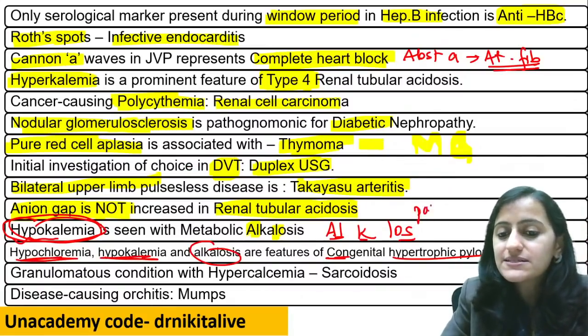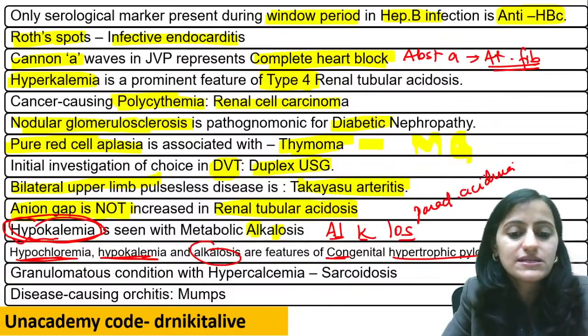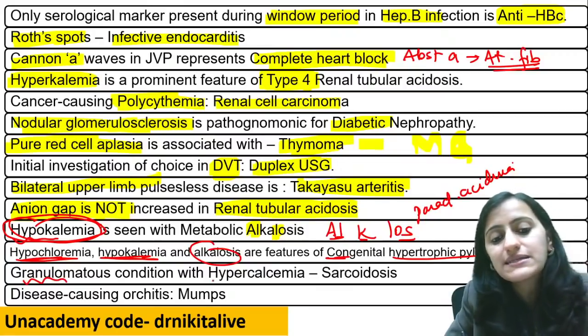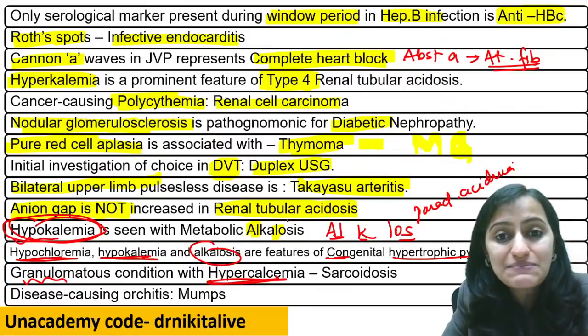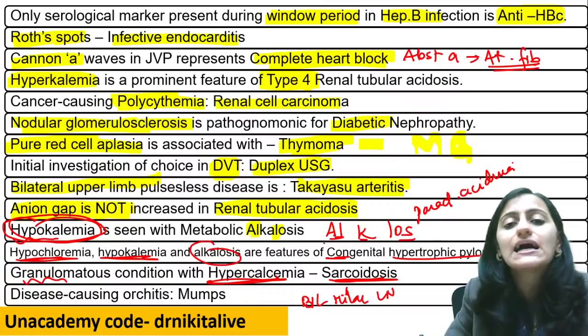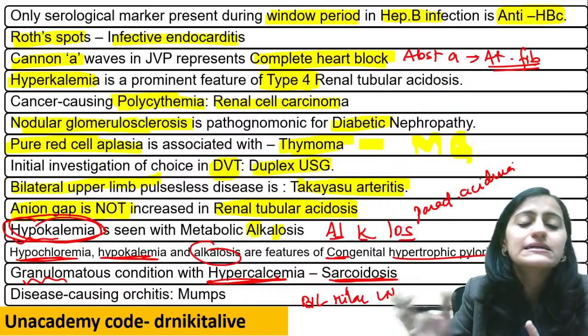But remember, there is paradoxical aciduria. What is the condition which has granulomas and hypercalcemia? Sarcoidosis. Very important. Remember, it has bilateral hilar lymph nodes with hypercalcemia.